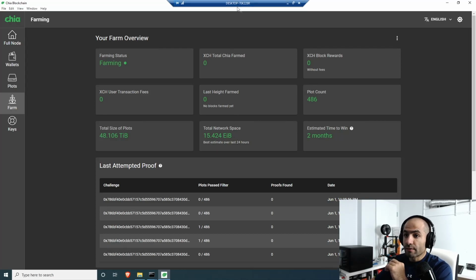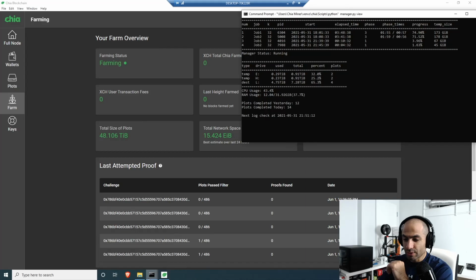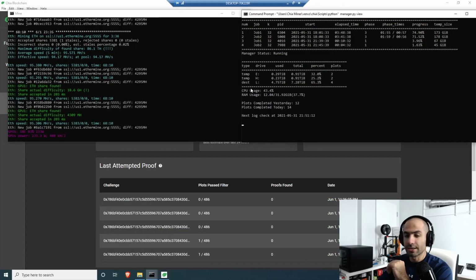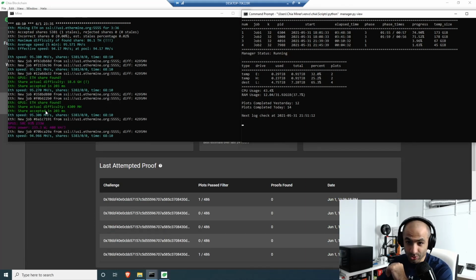The last point that I want to cover is that the good thing about farming Chia and plotting Chia is that it is pretty much a CPU, RAM, and hard disk intensive process, which means you could GPU mine on the same machine. So if you notice over here, I've got my SWAR plot manager running in the background, and I've got my 3080 also doing some work.